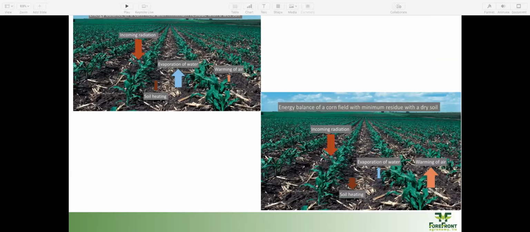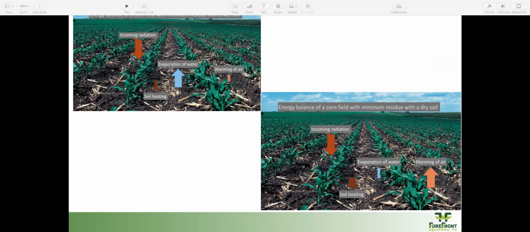And this is just kind of an idea here. It's not the greatest picture because there's no difference between the two. But looking at the top picture here, where we're looking at the energy balance of a minimum residue with a wet soil, you've got lots of incoming solar radiation. You've got lots of evaporation of water. In the process of that, we're actually cooling that soil down a little bit, and we're not warming the air.